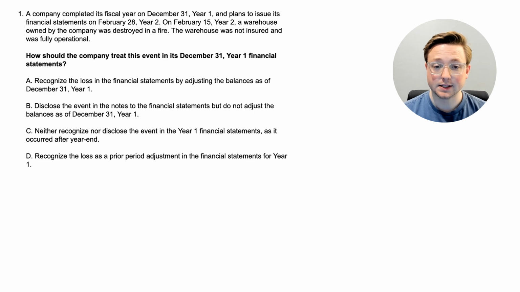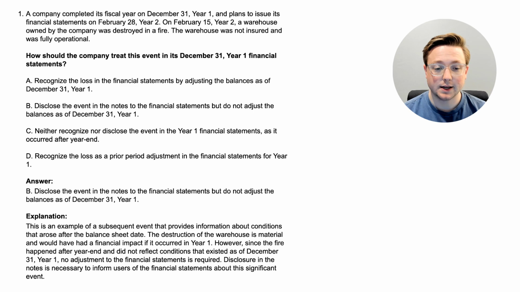A company completed its fiscal year on December 31st Year 1 and plans to issue its financial statements on February 28th Year 2. On February 15th Year 2, a warehouse owned by the company was destroyed in a fire. The warehouse was not insured and was fully operational. So with that information again, how are they going to treat this event in their December 31st Year 1 financial statements? If you have any idea how this works, that's great. You probably already know the answer. But if you don't know how this works, we're going to use these questions to learn the material. So don't worry, we're going to look at the answer and we're going to figure this out.